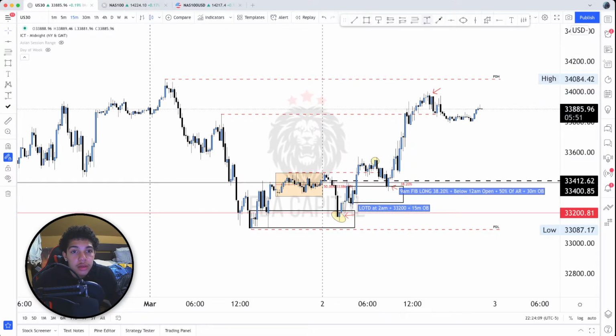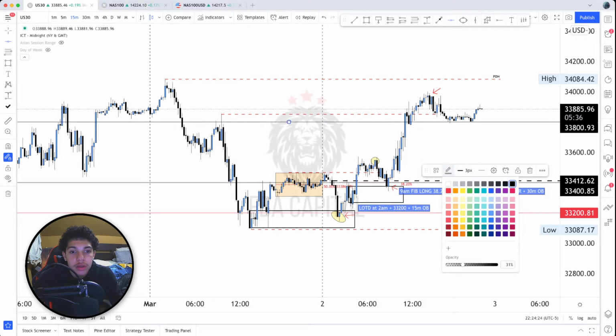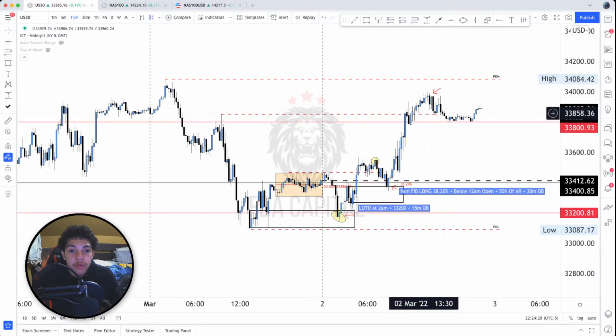Doing what? We didn't target the previous day's high, but we did target this intraday high right here, the swing high that we had right here, which is at 33,800. So we cleared that and then started ranging right above it. So right here, we ran above 33,800 and price started to immediately trade above it and start to hold.